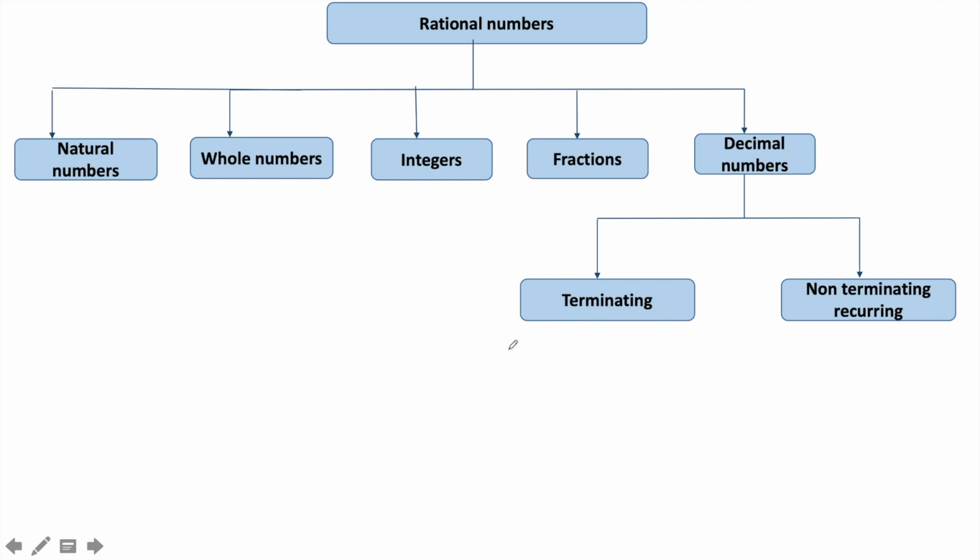Terminating decimal numbers means the number gets terminated after some decimal points like this. Non-terminating means the number is not getting terminated after the decimal points and it will start a particular pattern after some decimal point like this. The number 3 repeats, and this decimal expansion is not terminating anywhere. And another example I can write like this.